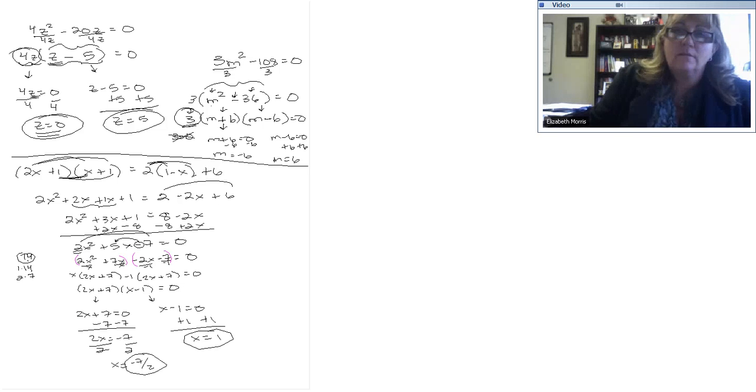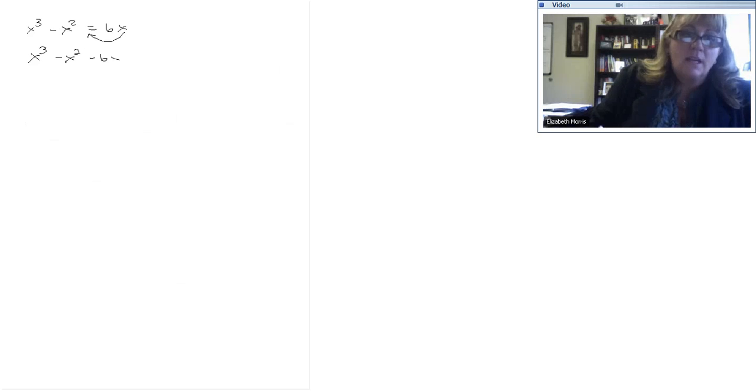All right? One more thing that could happen is you could have something that looks like this. Well, you don't have everything on one side, 0 on the other. So the first thing we're going to do is move that over. When we move it over, it becomes a negative. Now, what's the first rule of factoring? What can I take out? I can take an x out. I can take an x out of each piece. I'm left with x squared minus x minus 6.